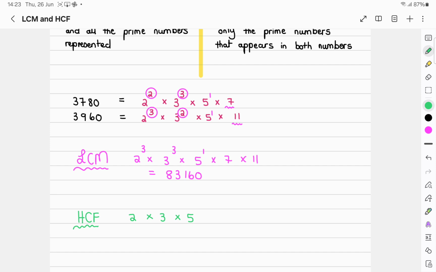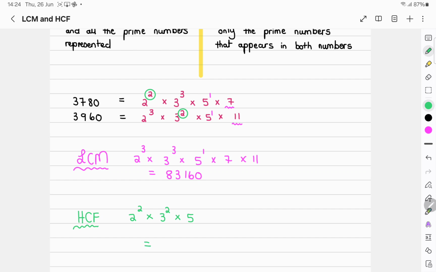So now, for the highest common factor, we're going to use the lowest exponent. So between the 2's, there's a 2 to the power 2 and a 2 to the power 3. Which one are we going to use? The lower exponent. Between the 3's, we've got 3 to the power 3 and 3 to the power 2. We're going to use the 3 to the power 2. With the 5, there was only the 5.